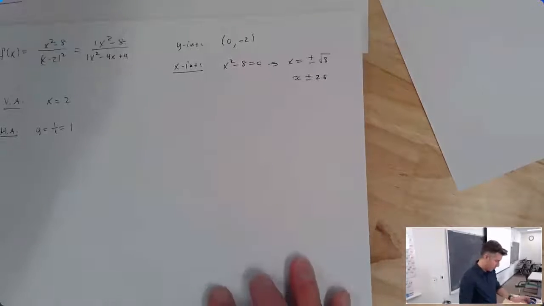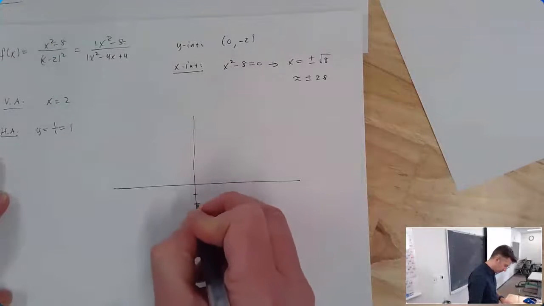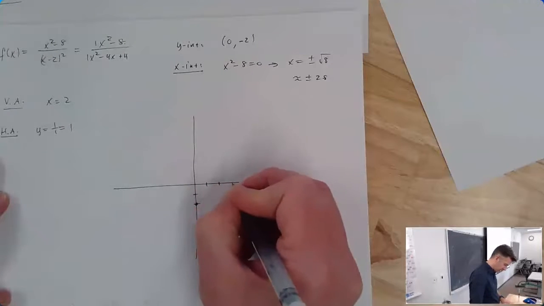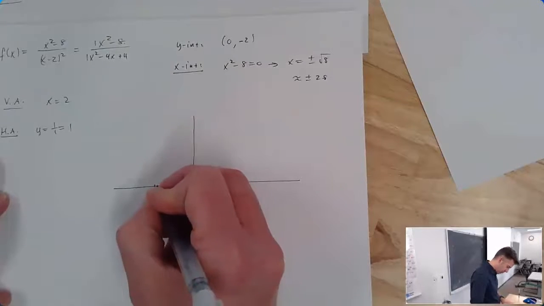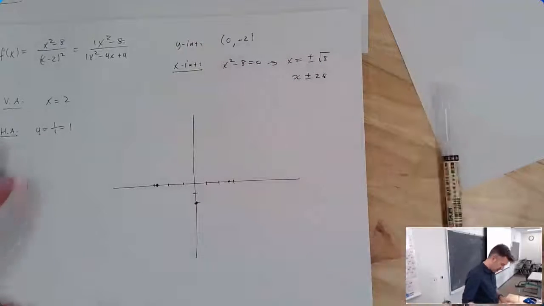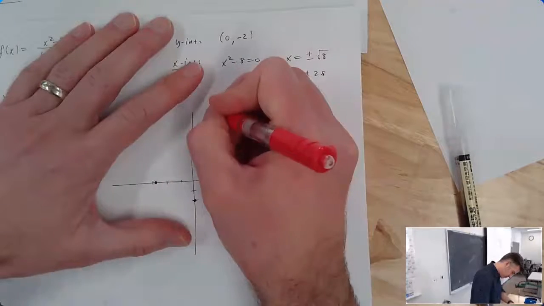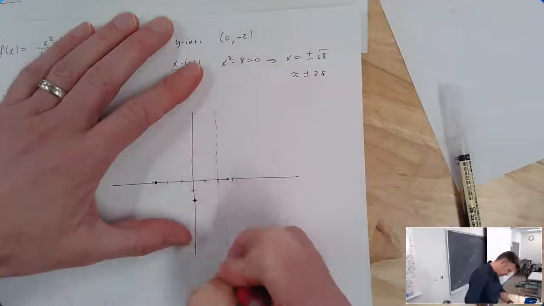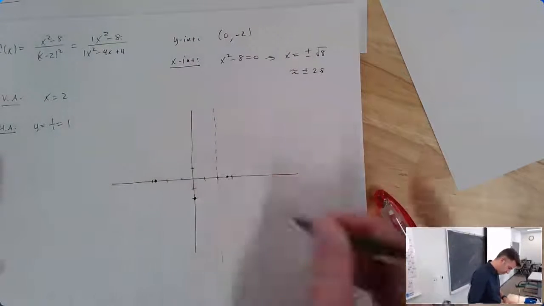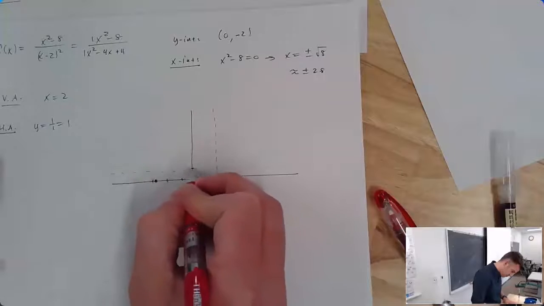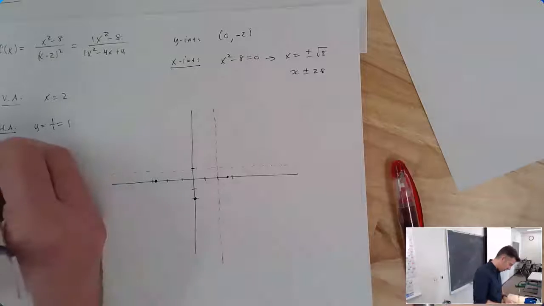So if we actually try and pull out the graph of this thing, I've got a y-intercept of 0, negative 2. I've got x-intercepts at plus or minus root 8, so about there and about there. We've got a vertical asymptote pretty close to that at x equal to 2. And then I've also got a horizontal asymptote at y equal to 1. And then I also know I have a relative maximum at x equal to 4.